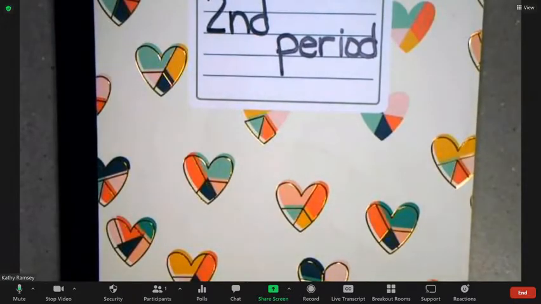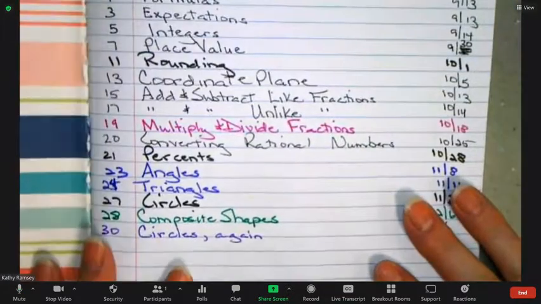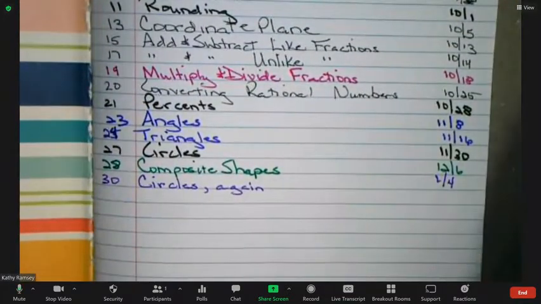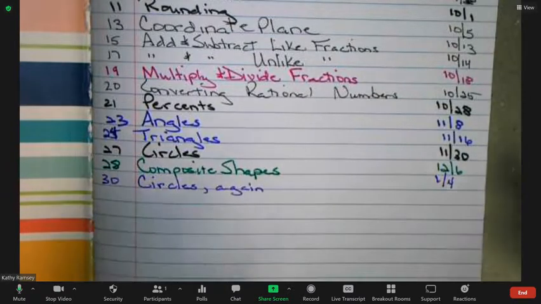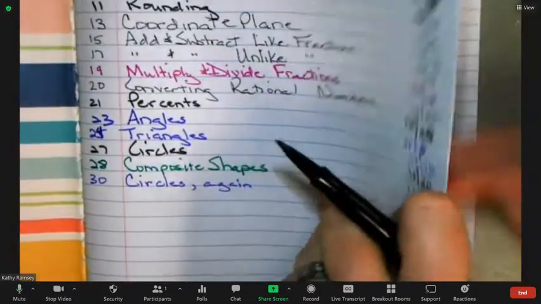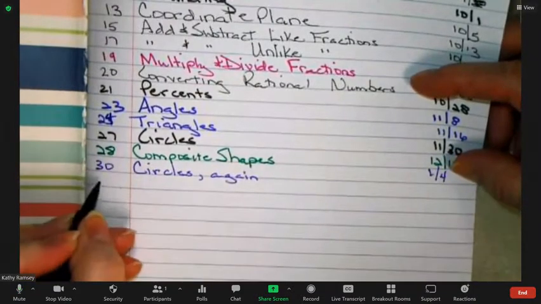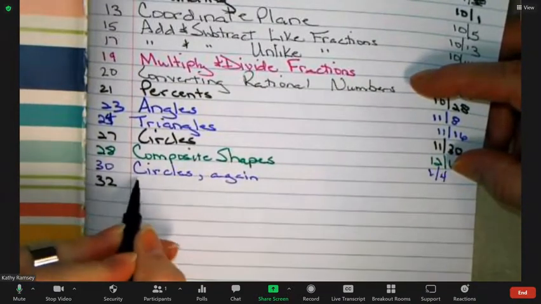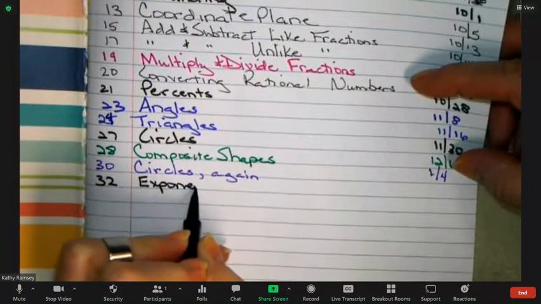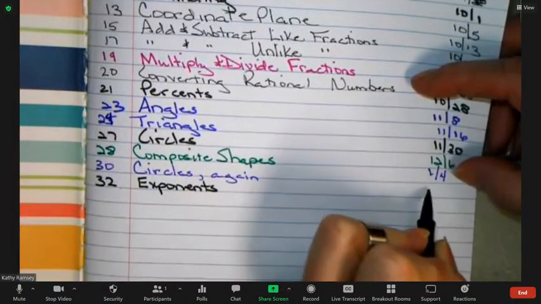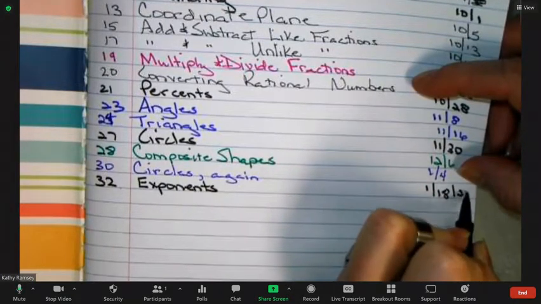Today we are going to take some notes in our ISN. On the contents page, you're going to grab your next available page. My next available page is going to be 32. And we're going to call this exponents. And today is the 18th, I'm hoping.